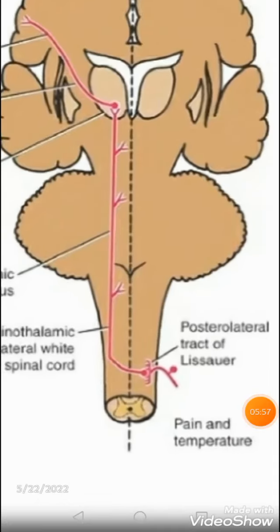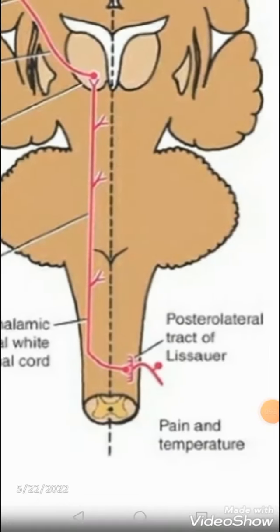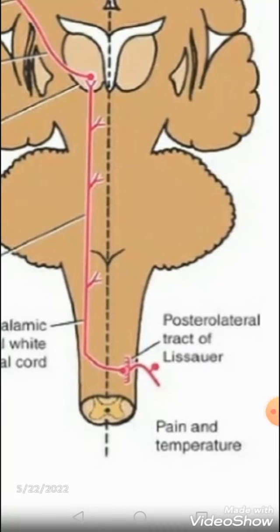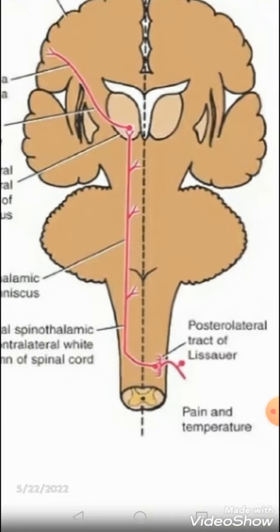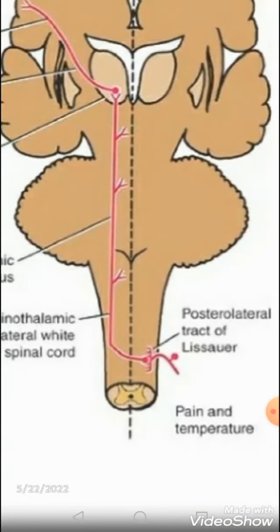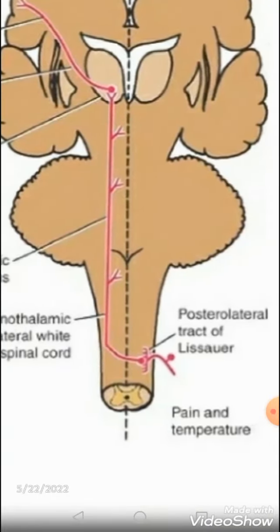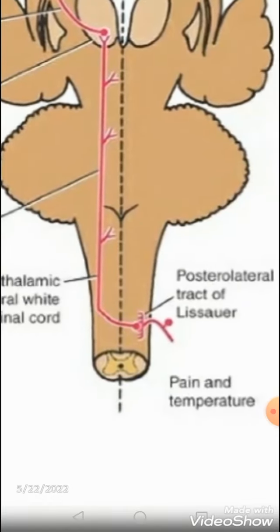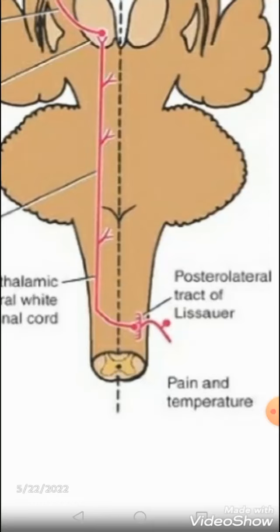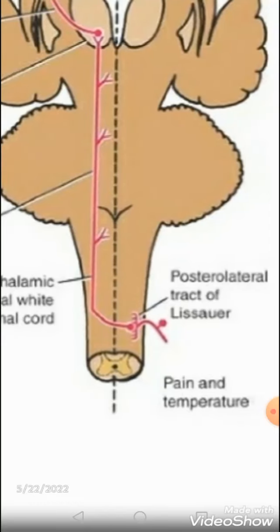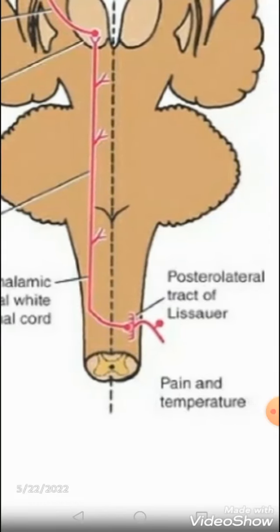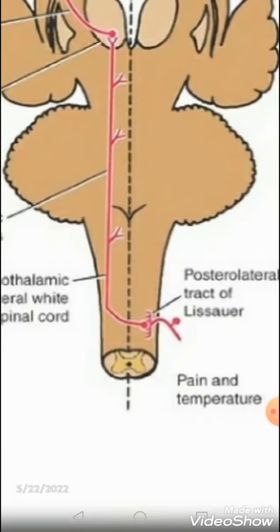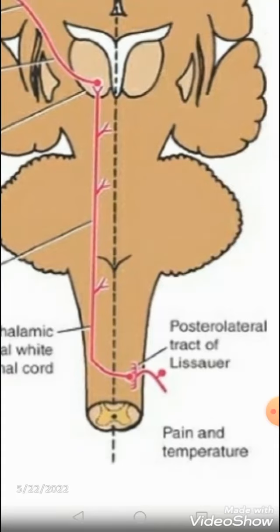Okay, one thing should be kept in mind: when the axons enter the spinal cord from the posterior root ganglion, they divide near the tip of the posterior gray column into ascending and descending fibers. And here they travel a short distance, you would say 1 or 2 spinal segments above and downward, and in this way they form the posterolateral tract of Lissauer, right?